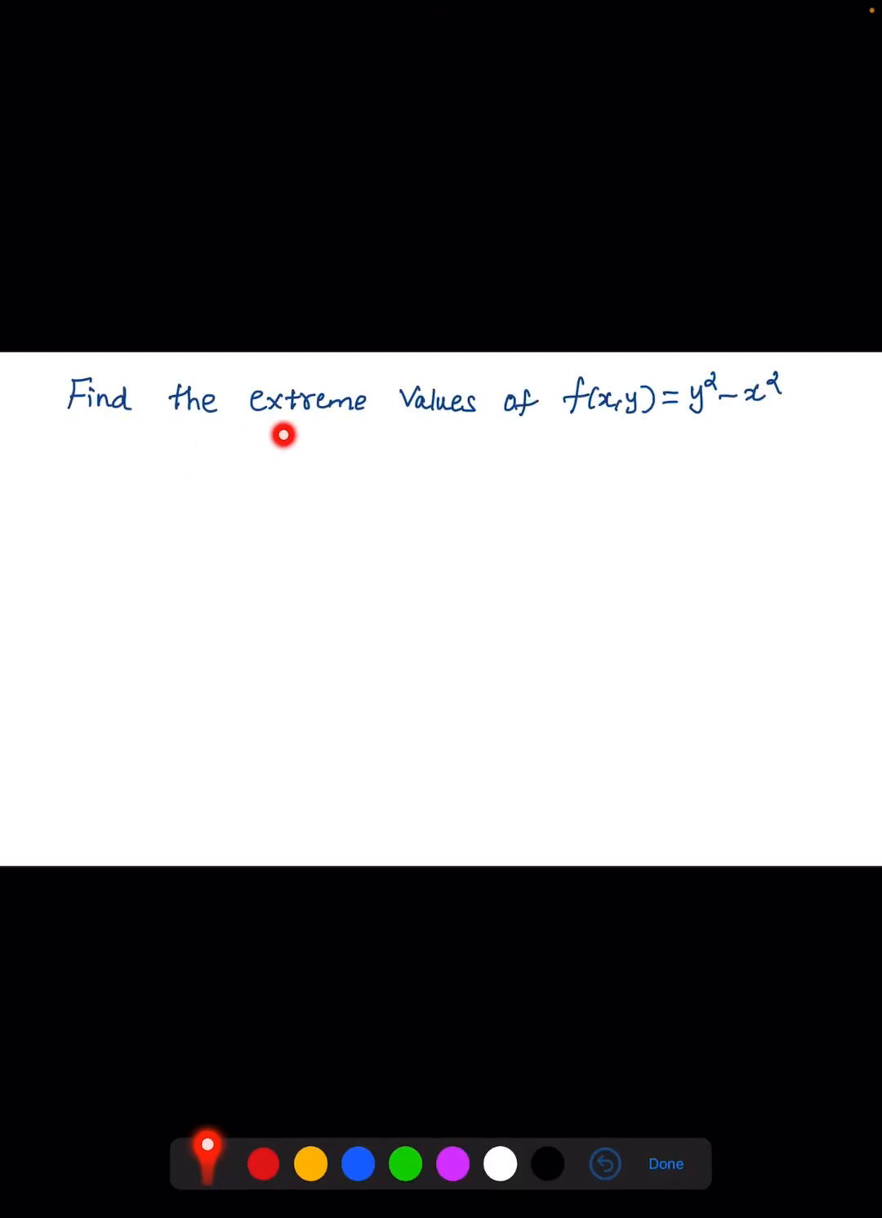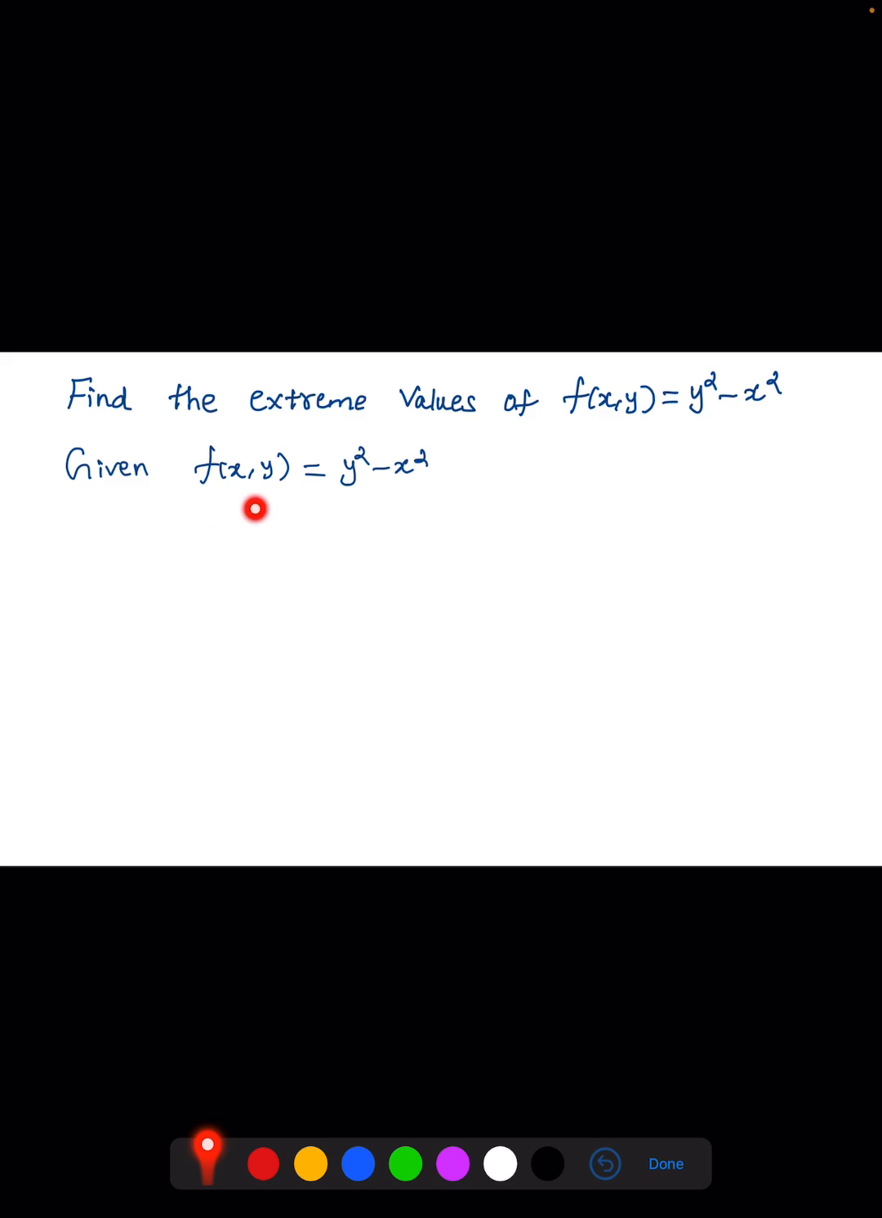Hi all, good morning. Today we will see the concepts of extreme values. We are given the function f of x comma y equal to y square minus x square, and we are supposed to find the extreme values. That means whether it attains a maximum or minimum. We are going to check that.